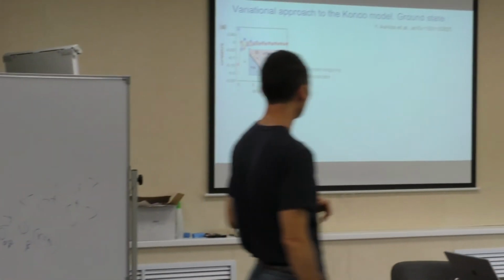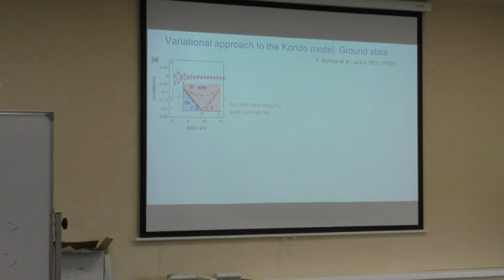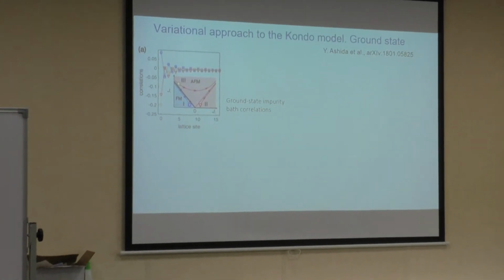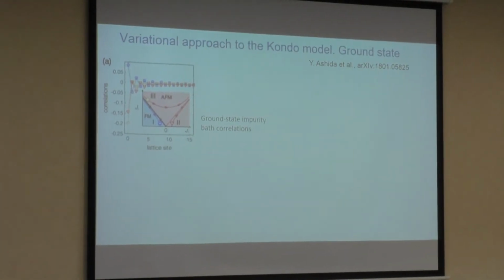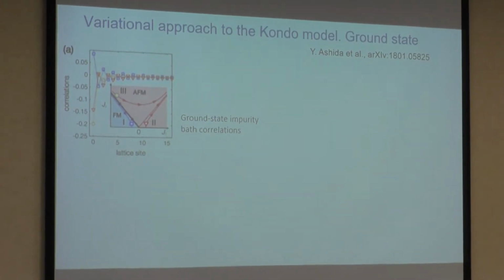Okay, so what we do now is we just run dynamics in imaginary time of this transformed Kondo Hamiltonian, and we want to check different regimes. So one regime, okay, that's the conventional antiferromagnetic regime.